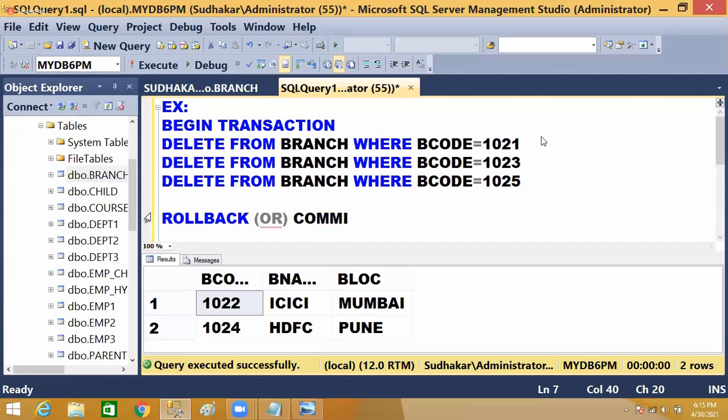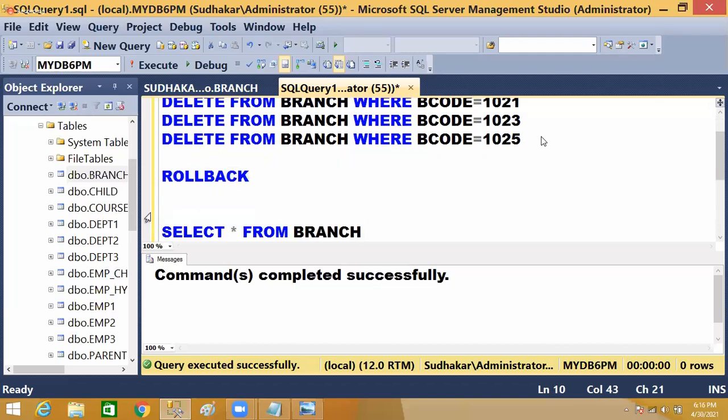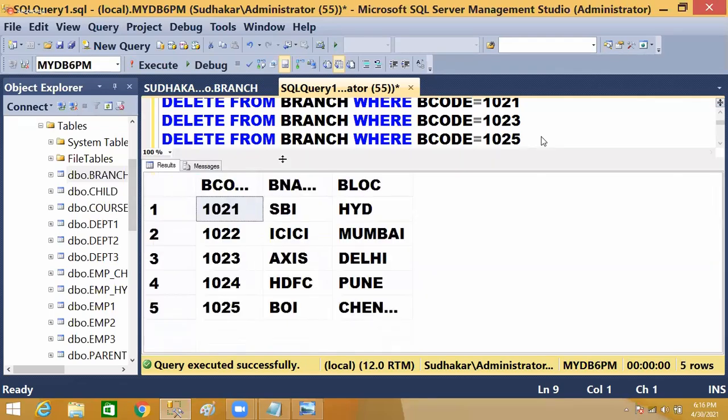For example, suppose I just did a rollback now. When I did rollback, this entire transaction was cancelled. And the records that were deleted in this transaction are restored into your database table. Let's see whether it was restored or not. Let me come out and check. So all are restored now.